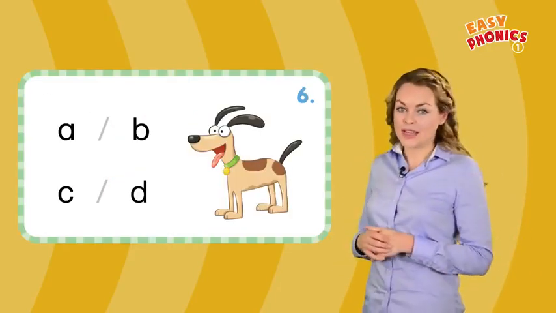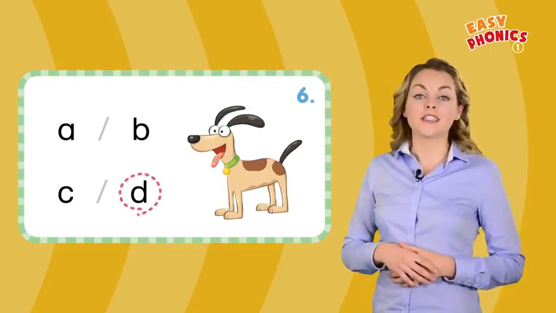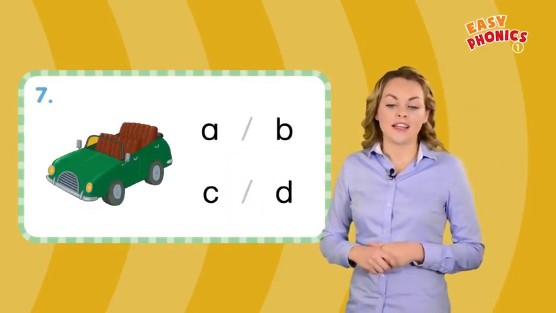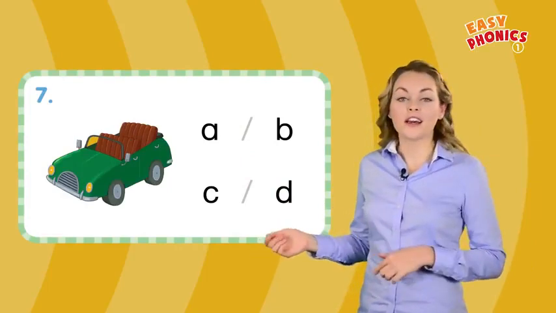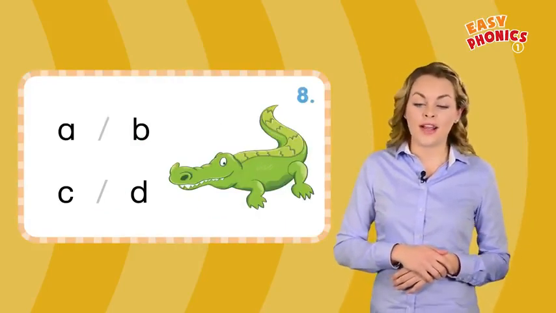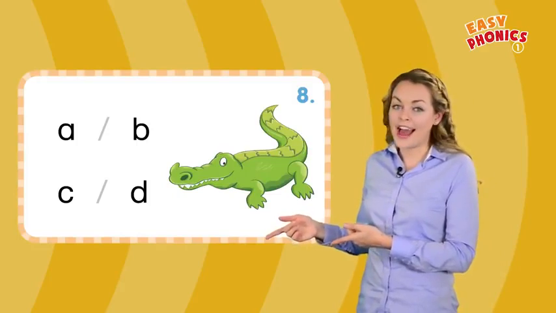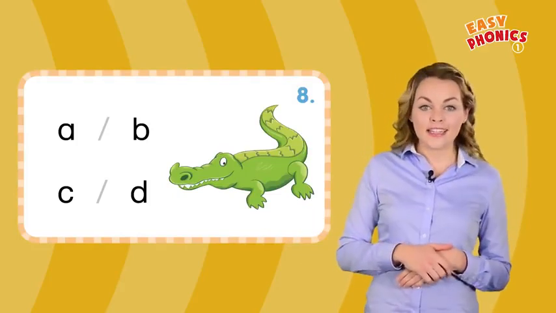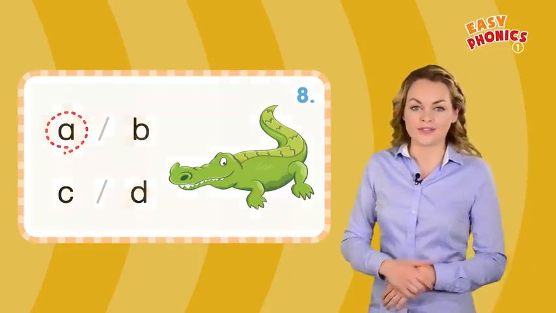Alright, next we have a dog. Dog. Good. Next we have car. Car. So go and circle letter C. Alright, and finally we have an alligator. Alligator. So you need to circle letter A for alligator.